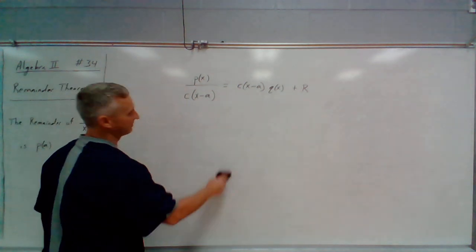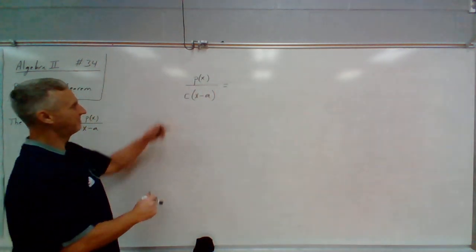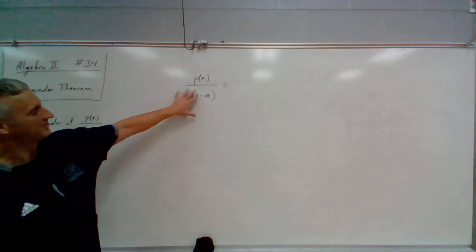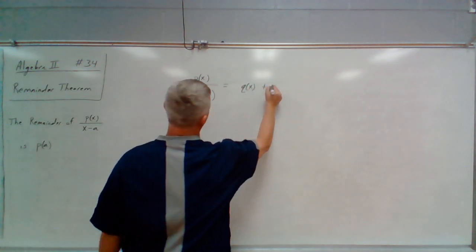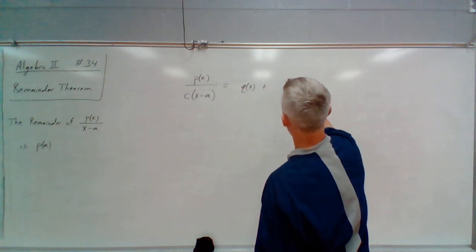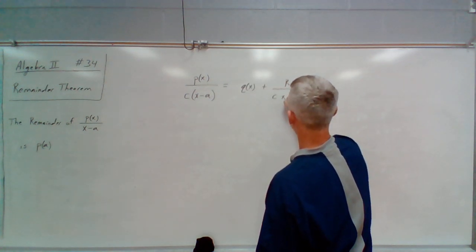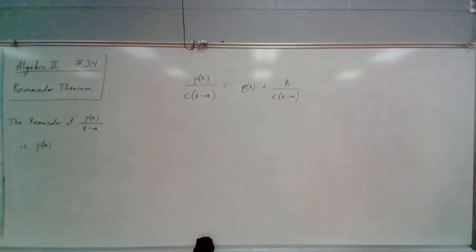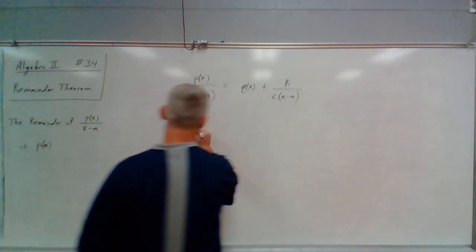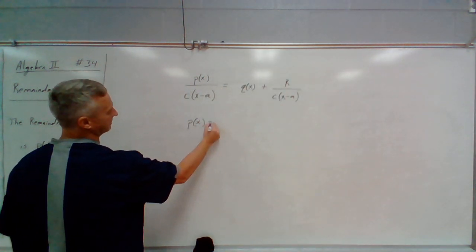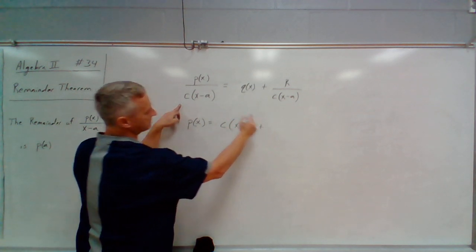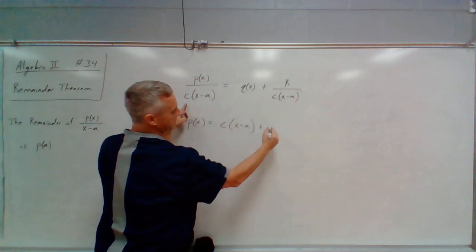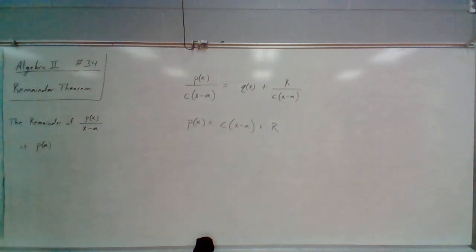I'm sorry, that's not right. That's not what I meant to write. Okay, if I do polynomial divided by this, I should get some polynomial plus the remainder over c times x minus a. I can write it that way. Then if I multiply both sides by c times x minus a, I'll get a polynomial equal to c times x minus a times that polynomial, plus, and the c times x minus a is cancelled, I get the remainder. So I can write it that way.